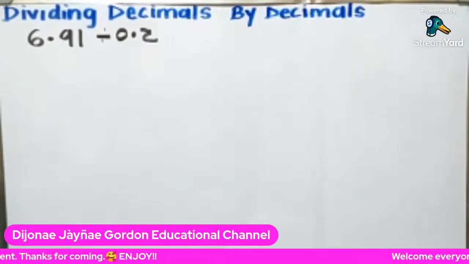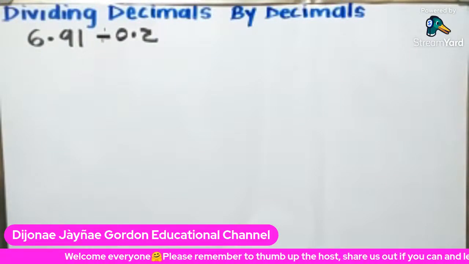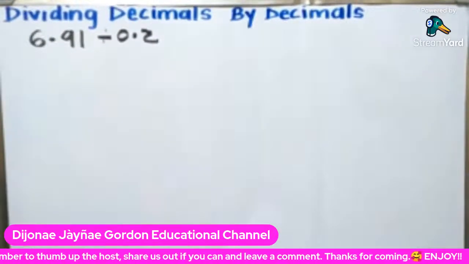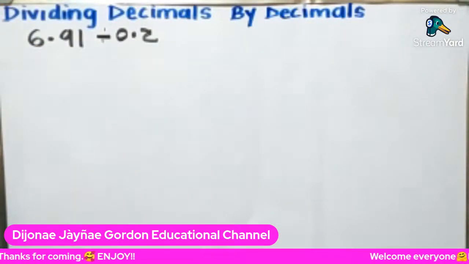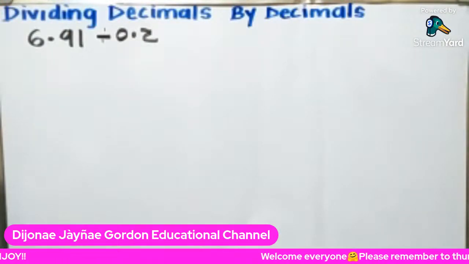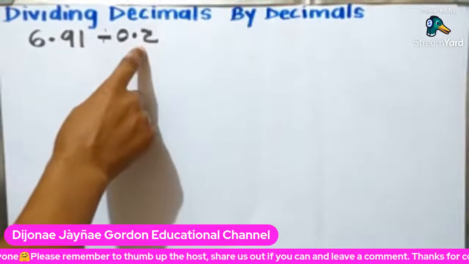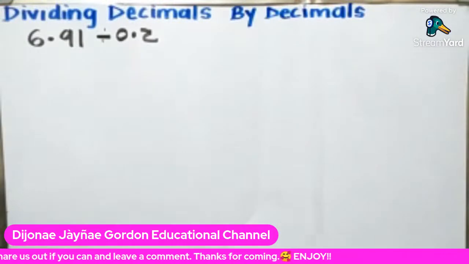When you are dividing decimals by decimals, there are some things that you must do first. First, you have to identify the different parts of this division problem. 0.2 is known as your divisor, and of course, 6.91 is known as your dividend. So when dividing decimals, this is the dividend. This is your divisor, as I said earlier. So let's go into it now.